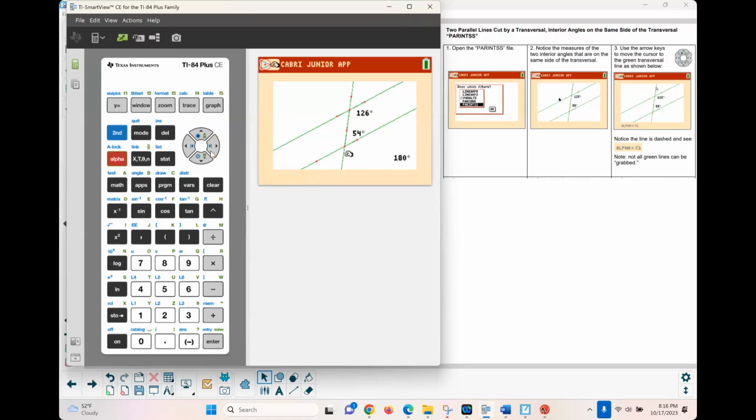Alpha grab, pull, and up and down. And notice that the angles are changing. The interior angles on the same side of the transversal are changing, but they always add up to 180.